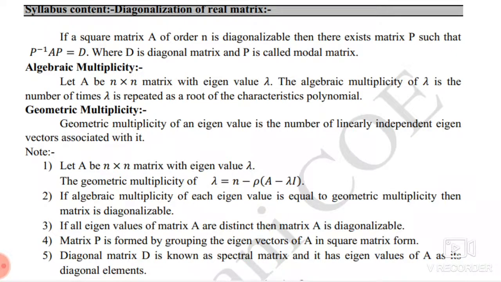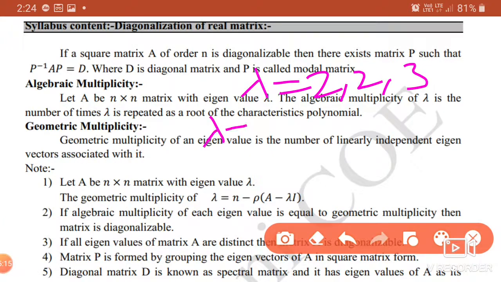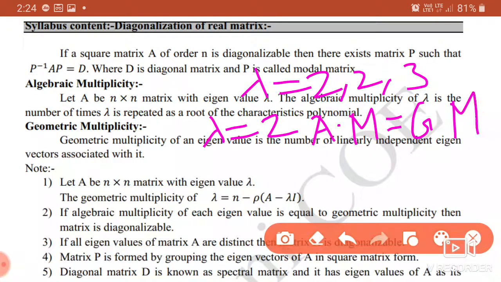If the algebraic multiplicity for lambda equal to 2, suppose we have lambda equal to 2, 3 again, then the algebraic multiplicity for lambda equal to 2 and the geometric multiplicity are equal, then we say that the matrix is diagonalizable, otherwise not.